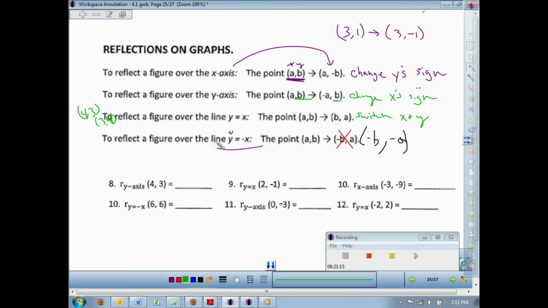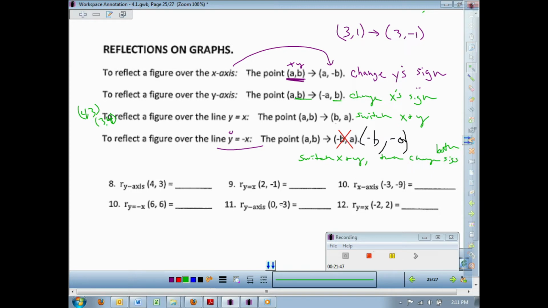And there's probably a typo on your sheet unless I had changed the copies already, but if this says negative b, a, we need to just cross that out. The rule has to be the point AB goes to negative b, negative a. So what you want to do first is switch x and y, then change signs. Change both signs. Switch x and y, then change both signs.